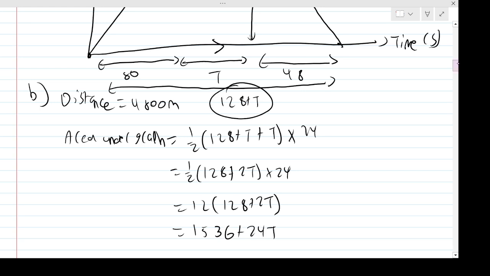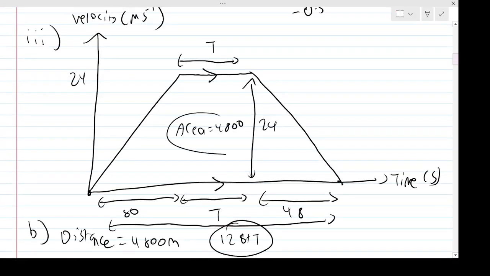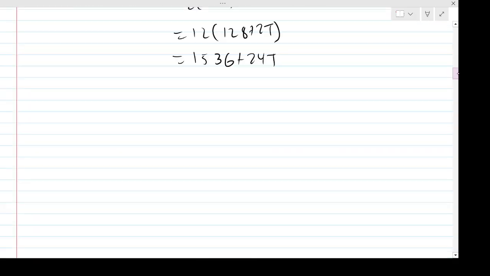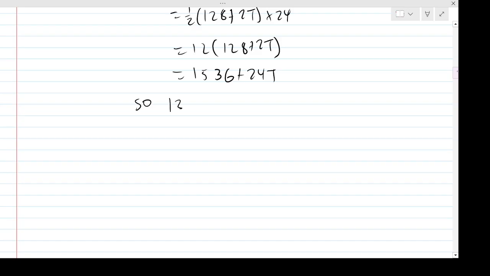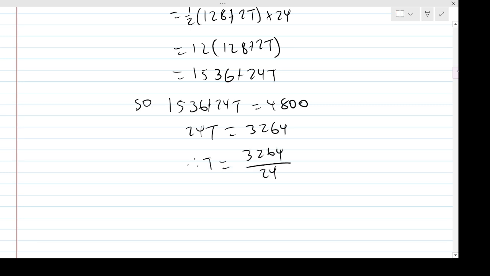And again, the area, as we're told, has to be 4,800. So if we equate this to 4,800, we can solve for t. Then 24t is going to be 4,800, take away this 1536, that'll leave me with 3264. So therefore t is 3264 divided by 24, and that would be 136. And there we are.